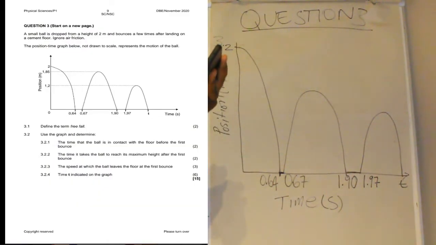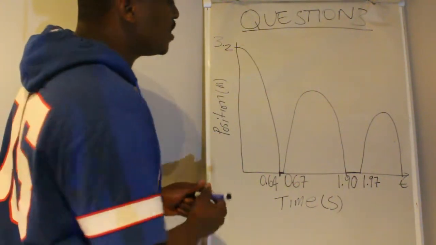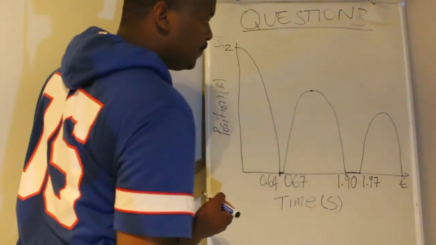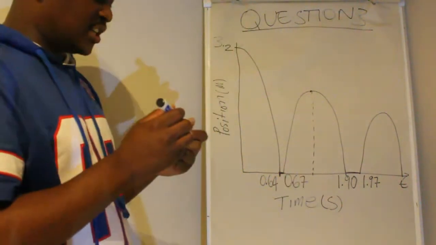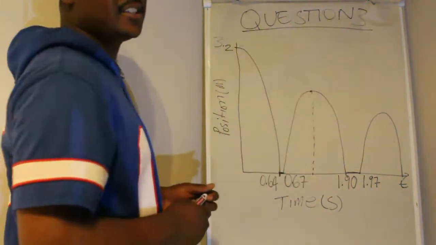3.2.2. Use the graph and determine the time it takes the ball to reach its maximum height after the first bounce. So they want us to determine the time which the ball takes to reach the maximum height after the first bounce, because this is the first bounce, and that is the second bounce there. So they want us to find the time it takes to reach the maximum height. How long did it take to reach the maximum height?